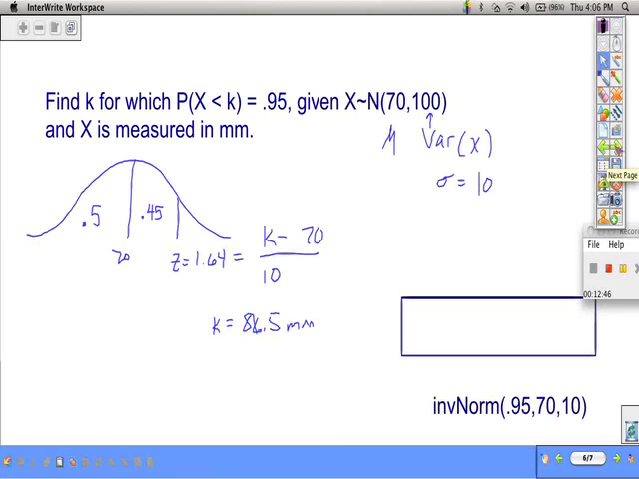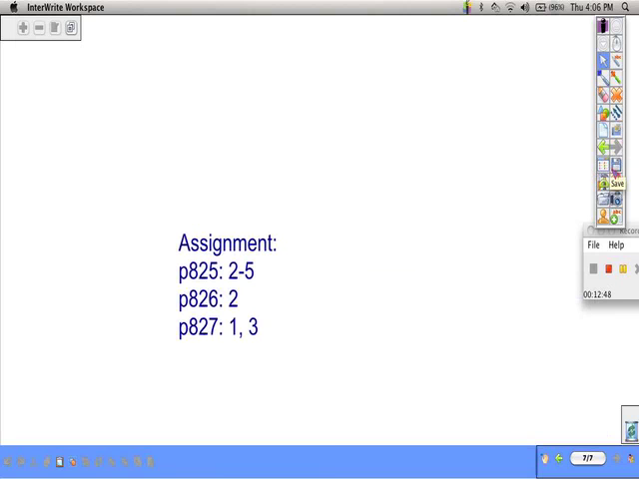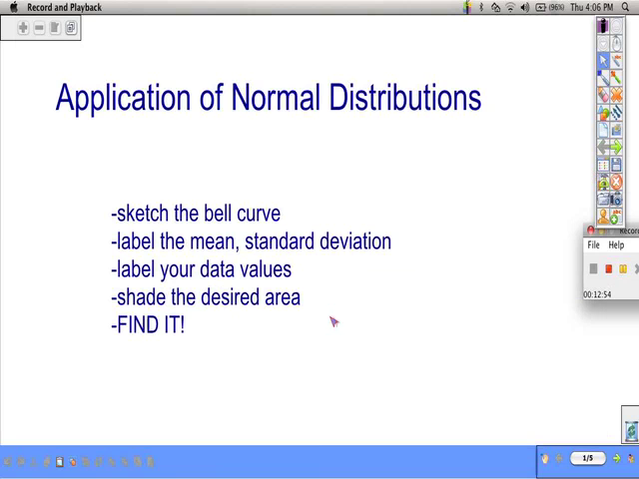Here are some problems to go along with this section. Now we're going to move into 29D. D just takes this idea of normal distributions, and we look at application problems. Suggestion for this is sketch the bell curve, label the mean, put the standard deviation down on paper, label the data values you're given, shade the desired area, and then find what you're looking for. But it's very helpful to deal with pictures here.